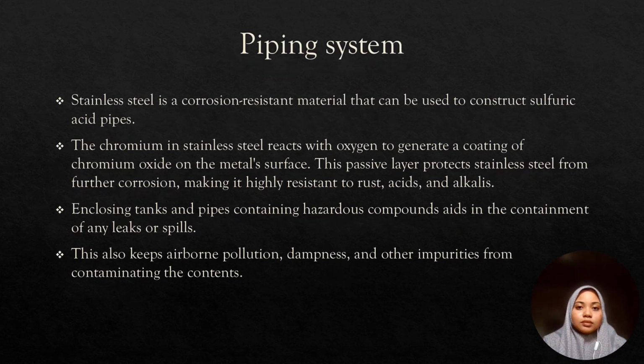In the piping system, we use stainless steel since it is a corrosion-resistant material, which is suitable for making sulfuric acid pipe. The chromium in stainless steel reacts with oxygen to form a protective layer of chromium oxide on the surface of the metal, and the layer acts as a barrier, making stainless steel highly resistant to rust, acid, and alkalis. While enclosing tanks and pipes that contain hazardous material, it will help to contain any leaks or spills. This also protects the content from contamination by airborne pollutants, moisture, or other contaminants.